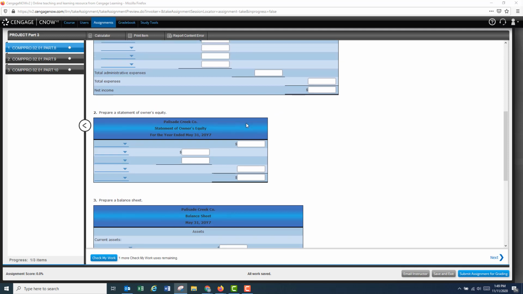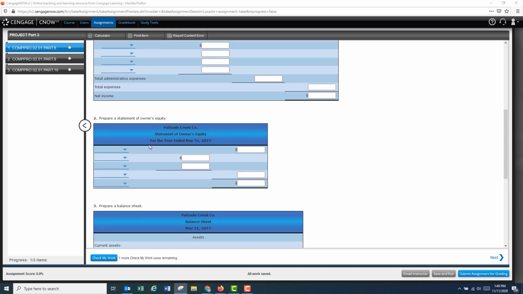Here's the statement of owner's equity. How do you do that? Beginning balance. Remember the 5 components of the statement of owner's equity: the beginning balance, and then what do you add? Additional, right? Additional capital. Then net income. Well, you have to see what is being asked here. This is definitely the beginning balance, so get that. Where does the beginning balance come from?